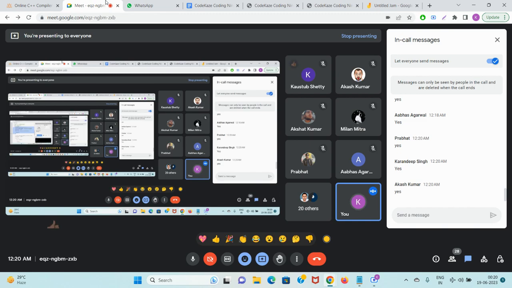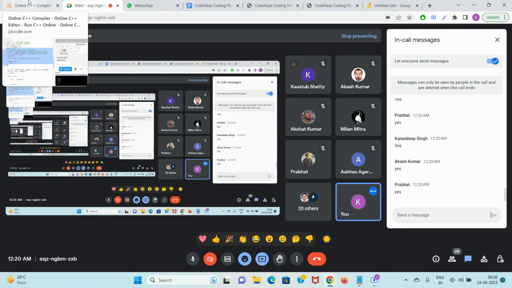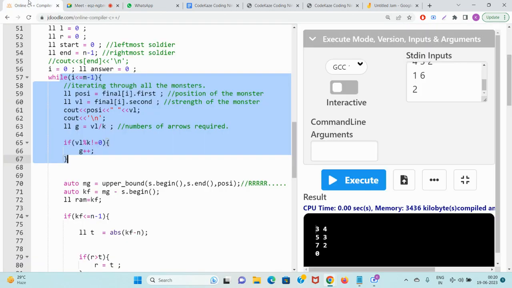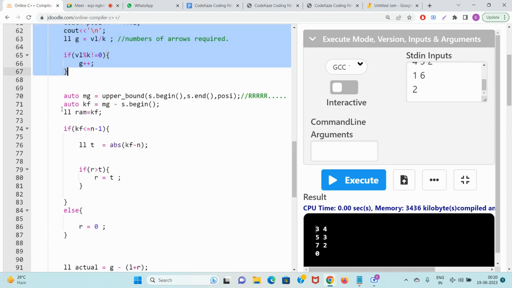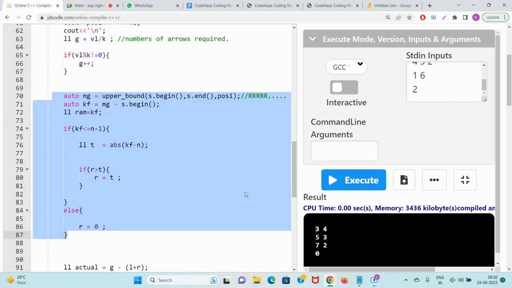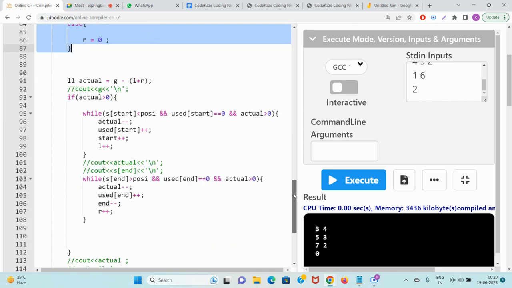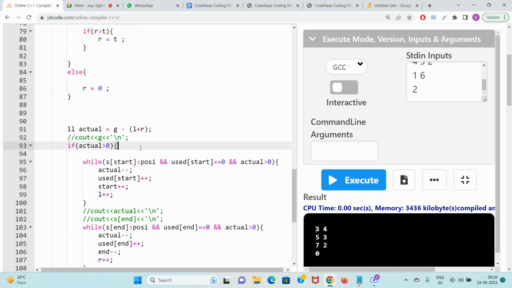Someone write yes. Yeah, so interesting. Okay. Others also write yes, brother. Yes. So the position of the monster, strength of the monster, and number of arrows required to kill that monster.